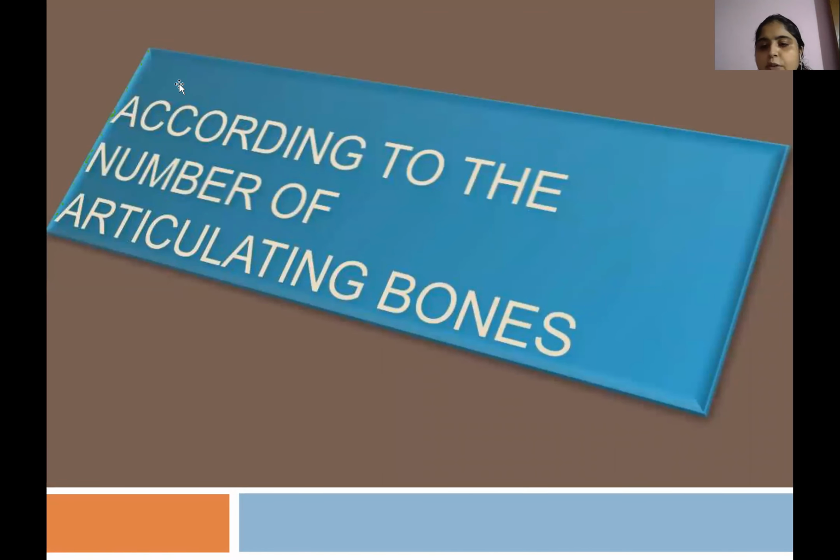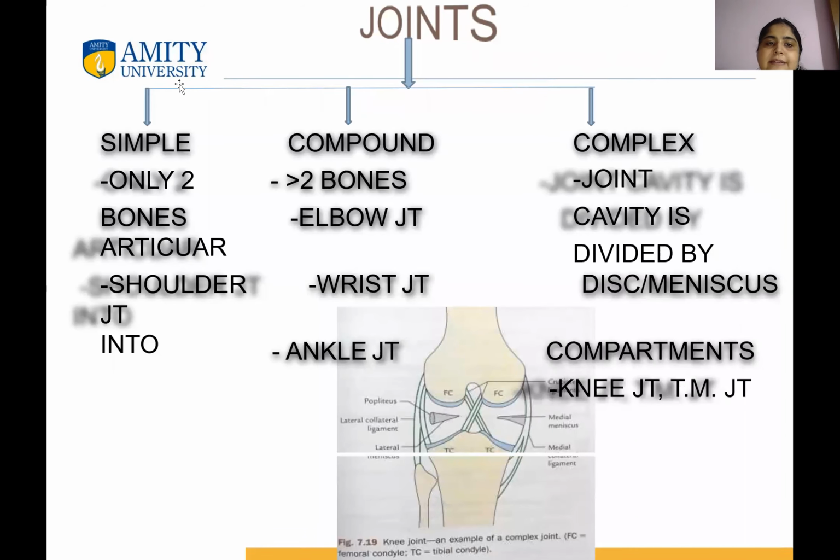According to the number of articulating bones, joints are simple, compound, and complex. Simple: only two bones articulate, like the shoulder joint. Compound: more than two bones, like the elbow joint, wrist joint, and ankle joint. In complex joints, the joint cavity is divided by a disc or menisci, for example the temporomandibular joint and knee joint.